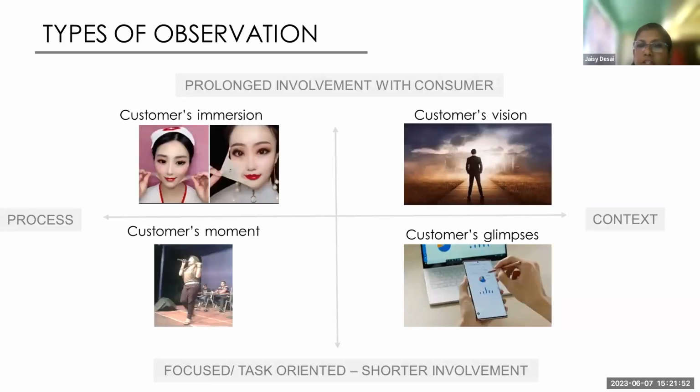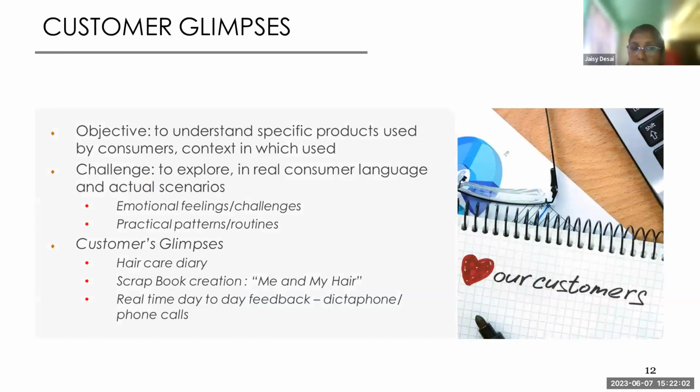So you can choose what kind of observation you do depending on what your objectives are. And there are 4 types. There's customer immersion, there's customer moment, and these are all, as the word implies, customer glimpses, customer vision. So each one as is required. In customer glimpses, you are very often getting a customer glimpse through themselves. We're asking them to work on a diary so that they can fill up specific questions that we are asking. It could be about hair care, it could be about the phone calls they make, whatever queries you want to ask. So that's about customer glimpses, where the customer is providing you the data.